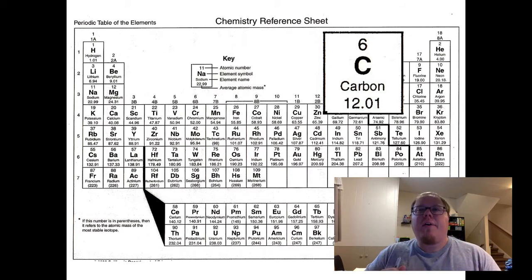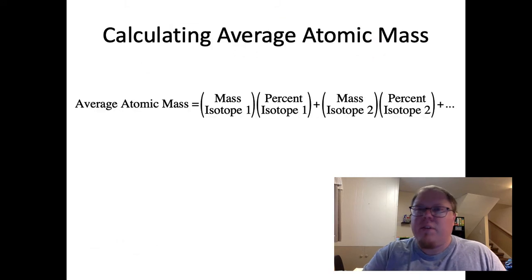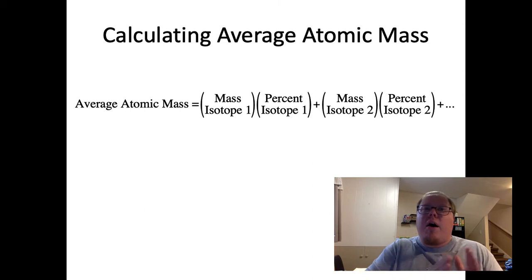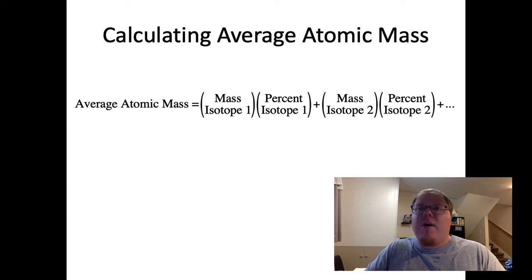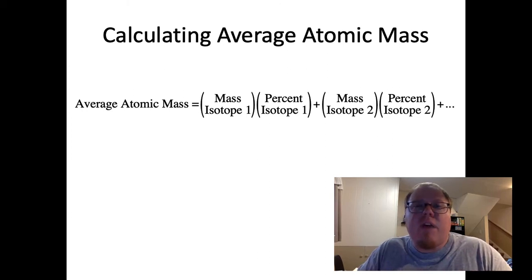Okay? Now, to calculate the average atomic mass of an element, here's the formula. So you're going to take the mass of each isotope, and times it by the percentage of that isotope that's in there. Do that for each of the isotopes, and then add them all together. Okay, so isotope 1, what's its mass, times the percentage of it that's there. Isotope 2 times its mass, times the percentage of it that's there. Isotope 3, take its mass, times the percent that's there, and then add them all together when you're done. And that will give you the average atomic mass of the element.